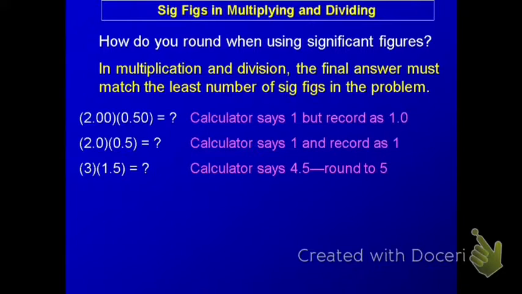3 times 1.5 is 4.5. But if we look at how many significant figures are in each one of the factors, 3 has only one sig fig, 1.5 has 2. So we can only have one significant figure. So we're going to have to round to the first position, which means we're going to round to 5.